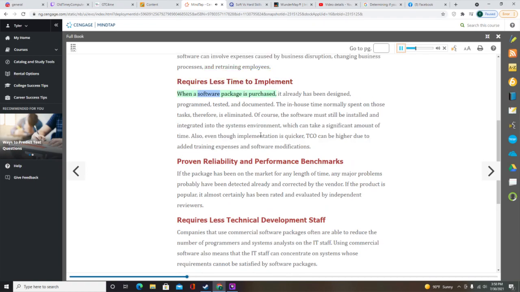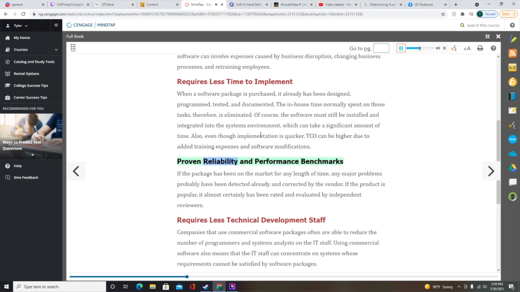Requires less time to implement. When a software package is purchased, it already has been designed, programmed, tested, and documented. The in-house time normally spent on those tasks, therefore, is eliminated. Of course, the software must still be installed and integrated into the system's environment, which can take a significant amount of time. Also, even though implementation is quicker, TCO can be higher due to added training expenses and software modifications.